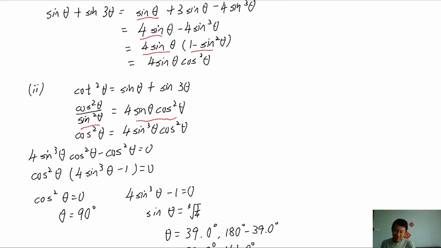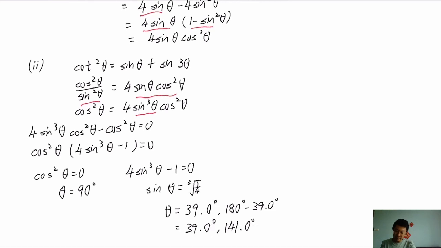And for the left hand side, we have cos squared over sine squared. For the cos squared over sine squared, we move up the sine squared, then we get sine to the power 3. And in this case, we see that we have cos squared on both sides. So always remember we do not cancel off, because we will lose some of the solutions if we cancel off.